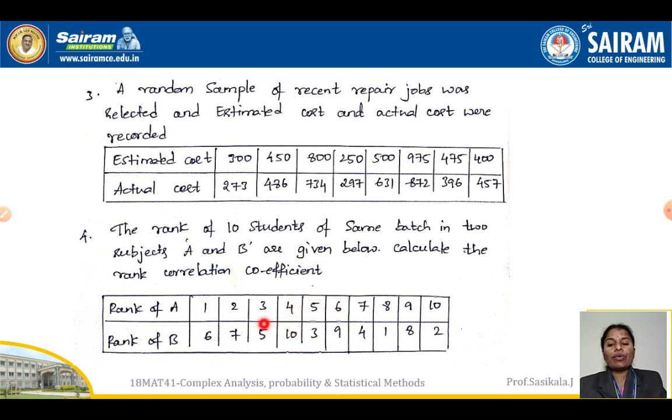Here you can directly find the difference of rank A and rank B, take the square, and you will be able to get your rank correlation result.